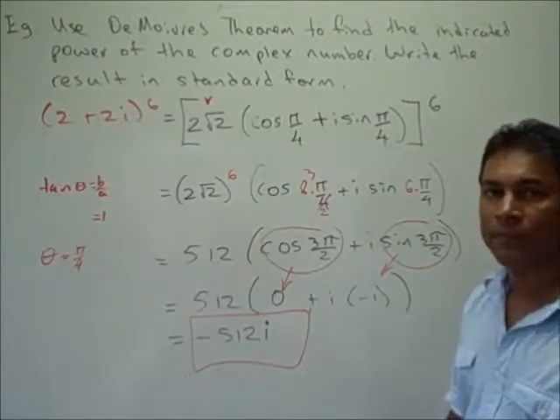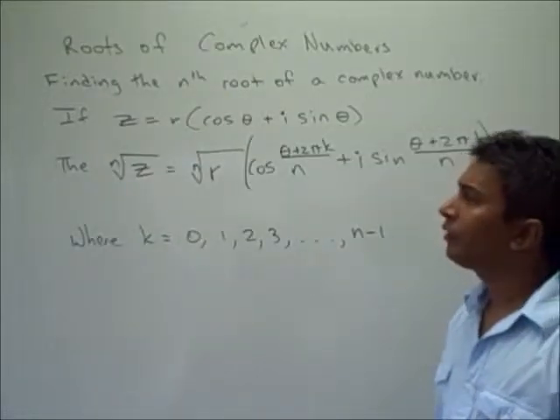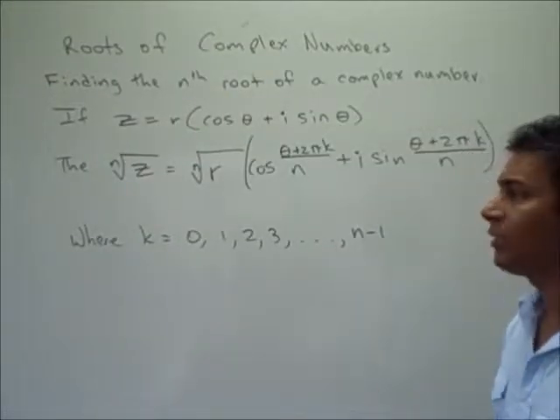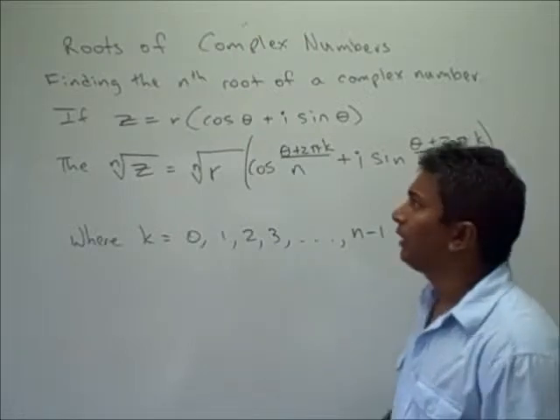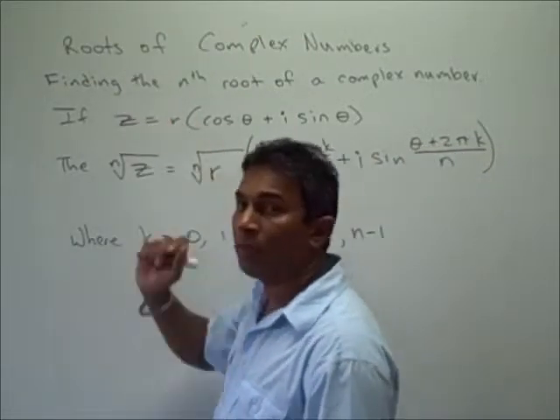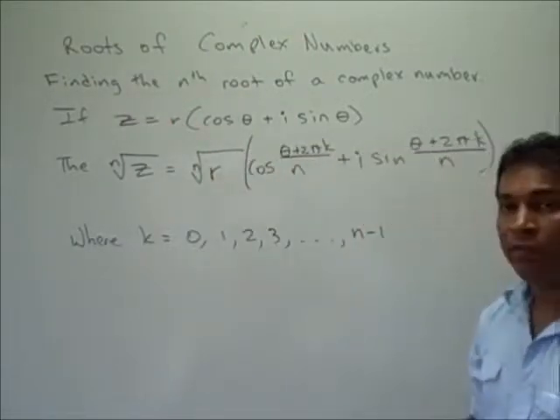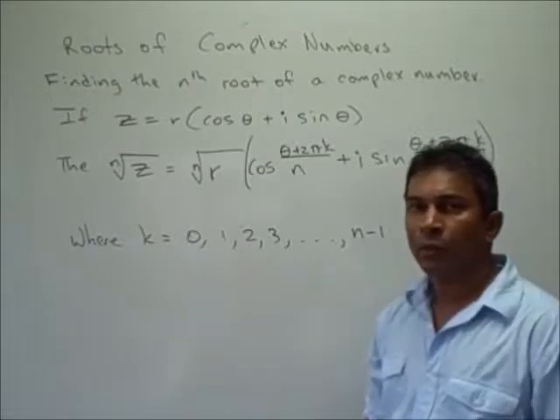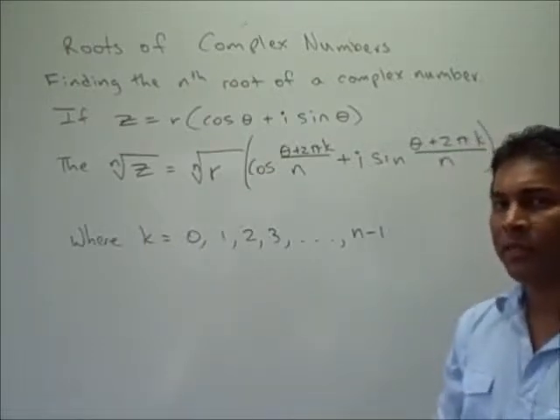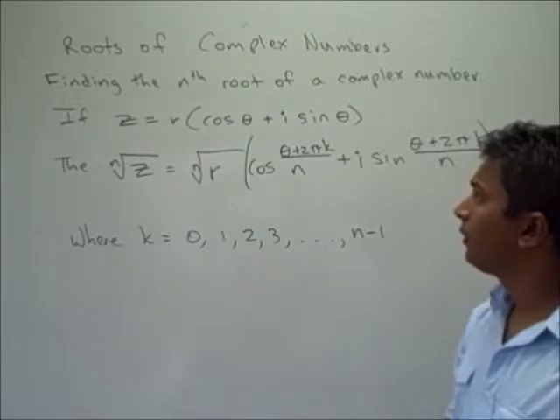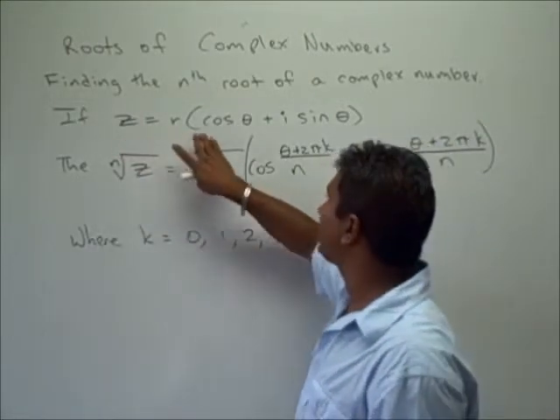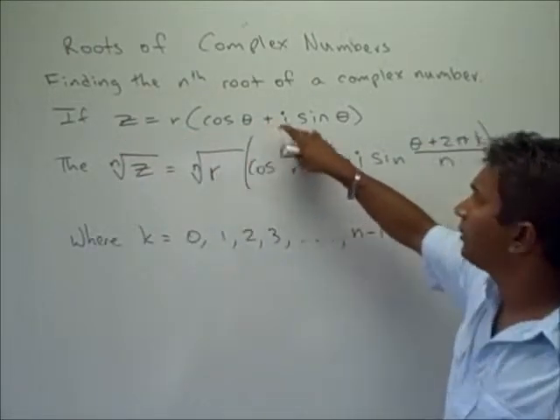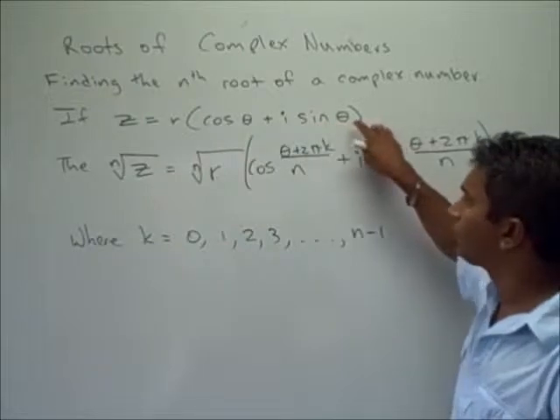So our final answer in standard form would be negative 512i, since there is no real part to this number. Now let's look at finding the reverse of raising a complex number to a power. And that is to find the root of a complex number. To find the root of a complex number, we first want to write that complex number in its trigonometric form, which is z is equal to r times cosine of theta plus i times the sine of theta.